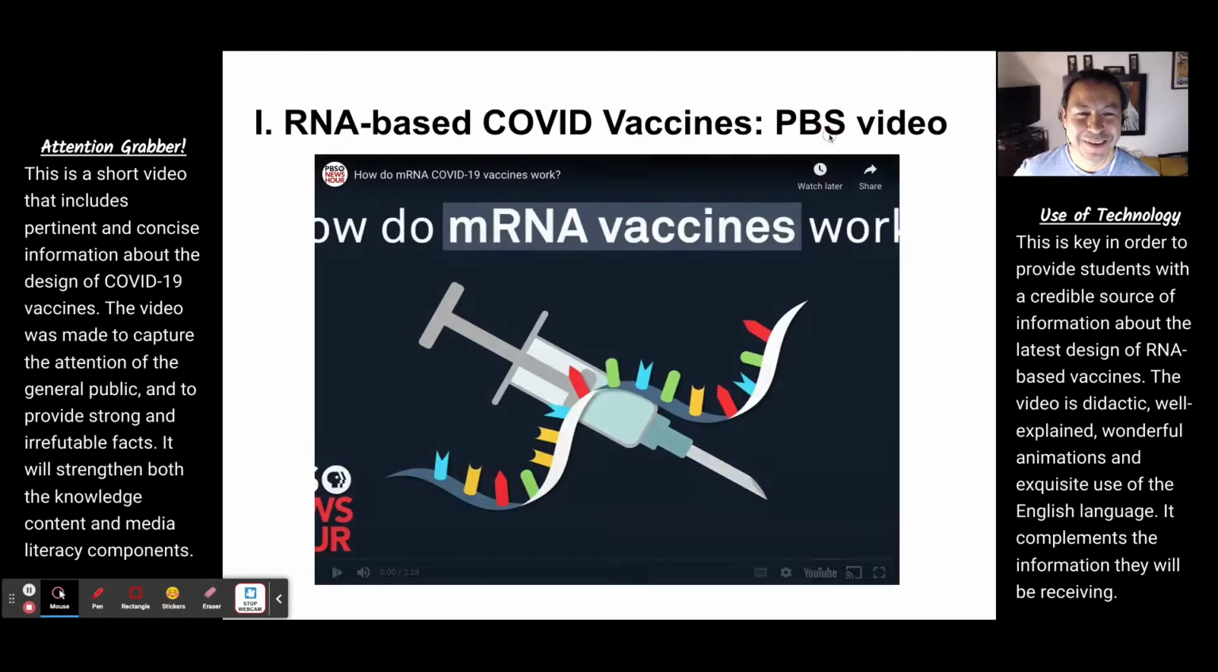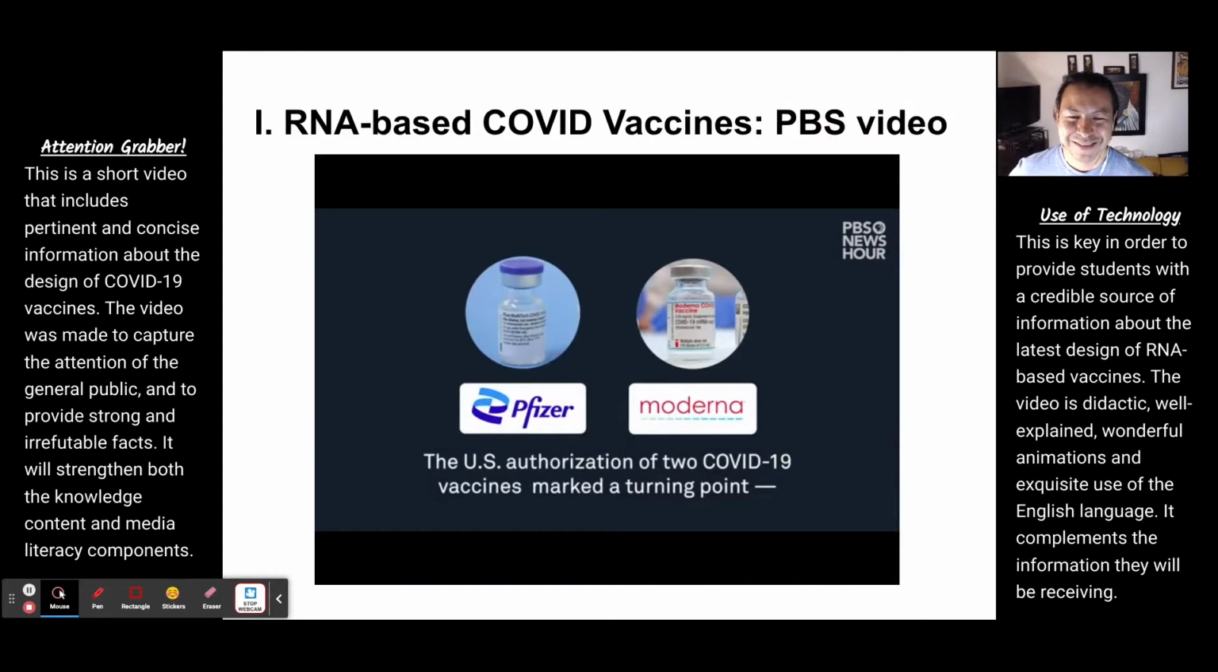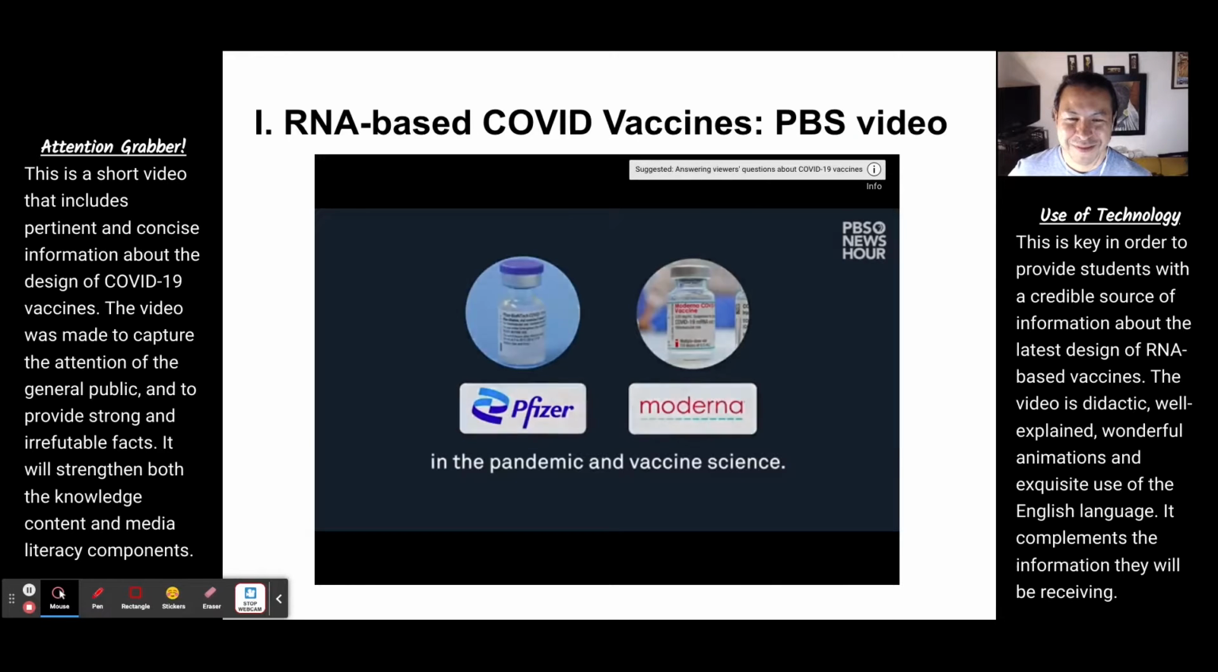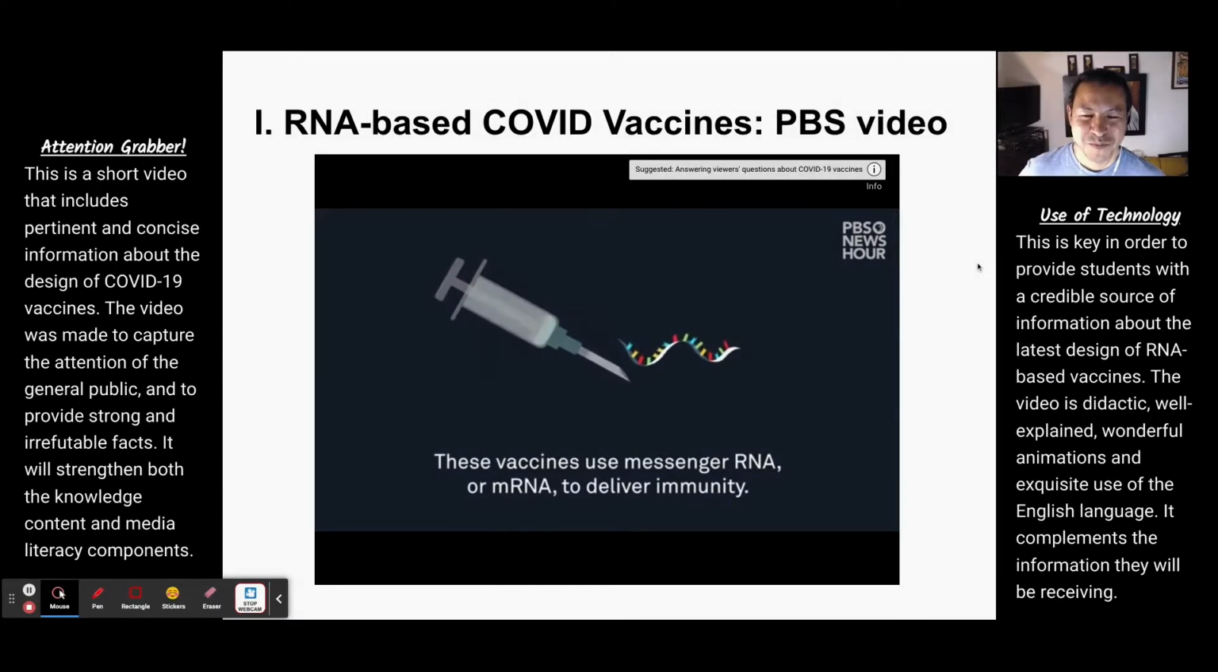Here we go. The U.S. authorization of 2 COVID-19 vaccines marked a turning point in the pandemic and vaccine science. These vaccines use messenger RNA, or mRNA, to deliver immunity.